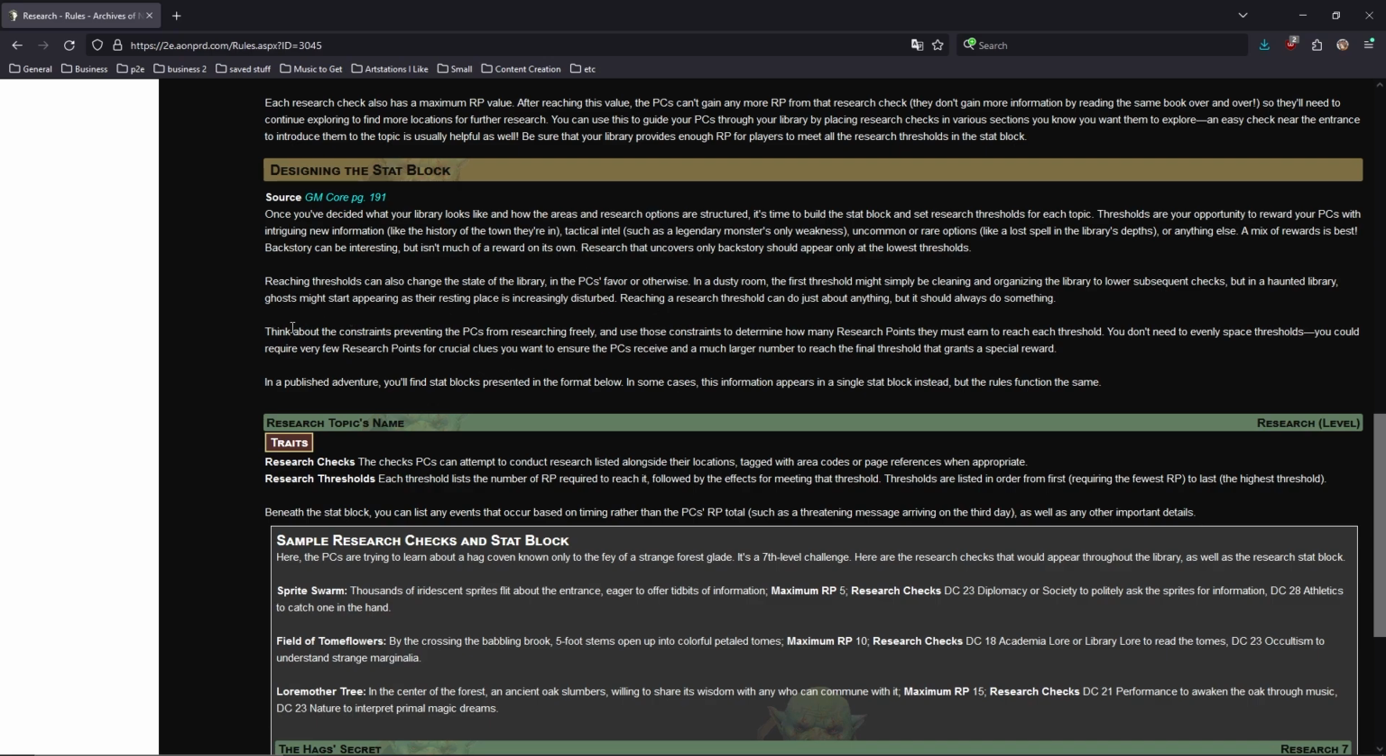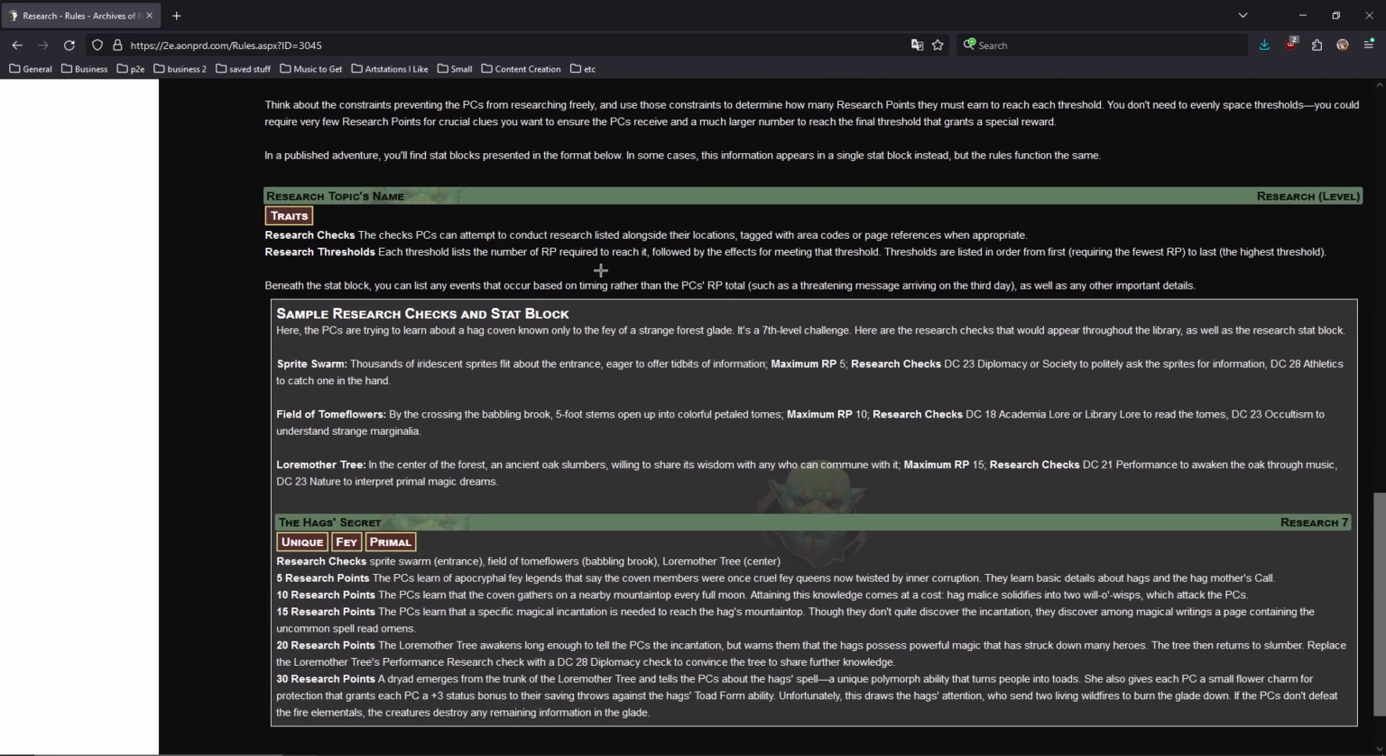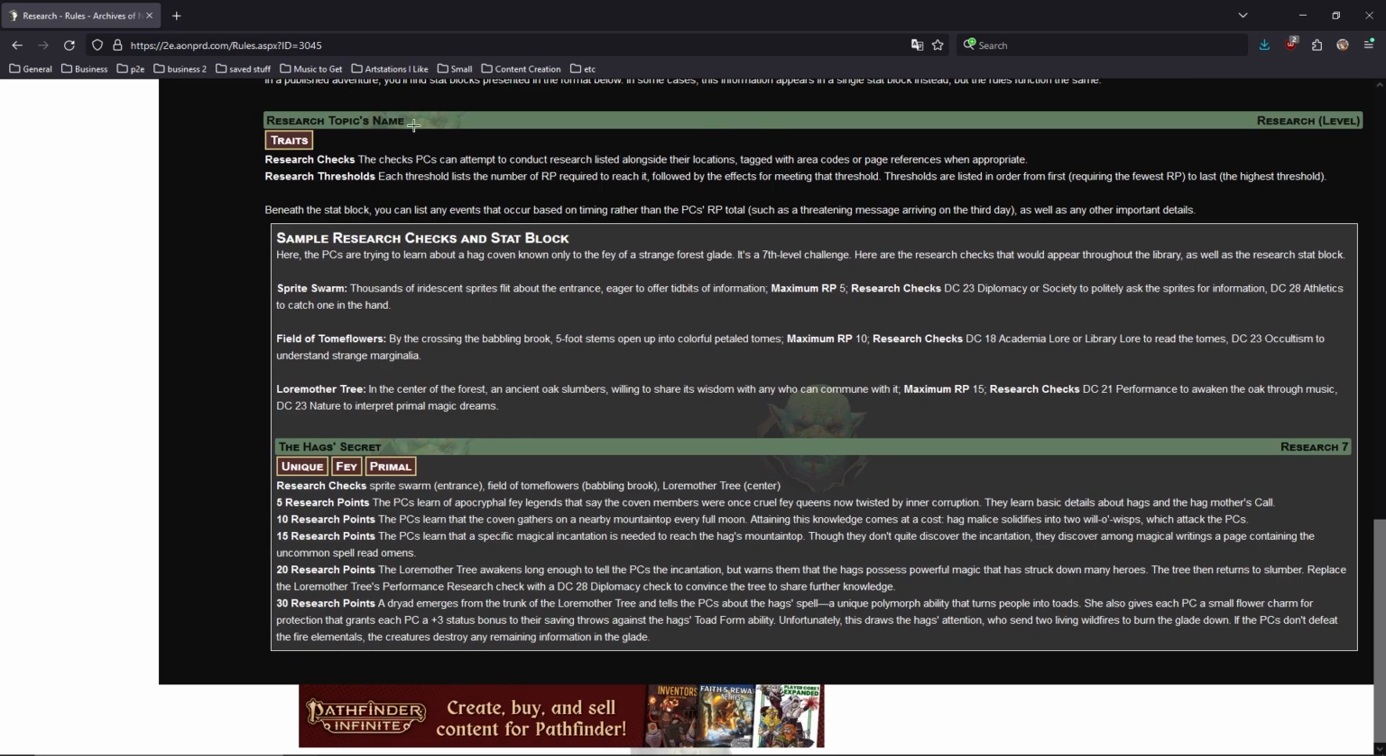And it mentions, once again, thinking about constraints that will prevent the PCs from simply researching freely, so that they aren't able to simply sit down in one location or a couple locations and learn everything. And they have an example here, but I will read through my examples.